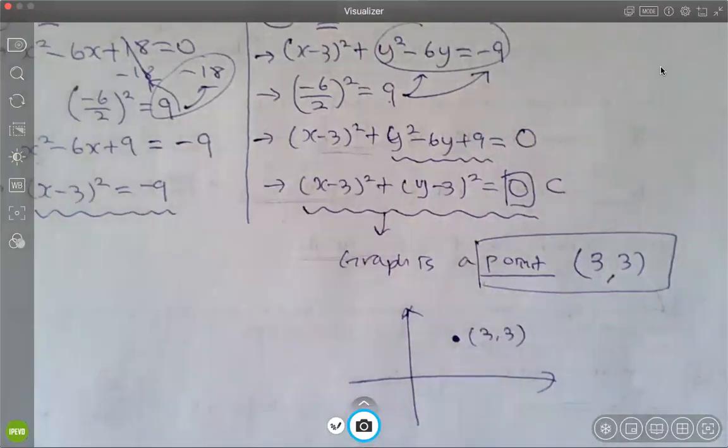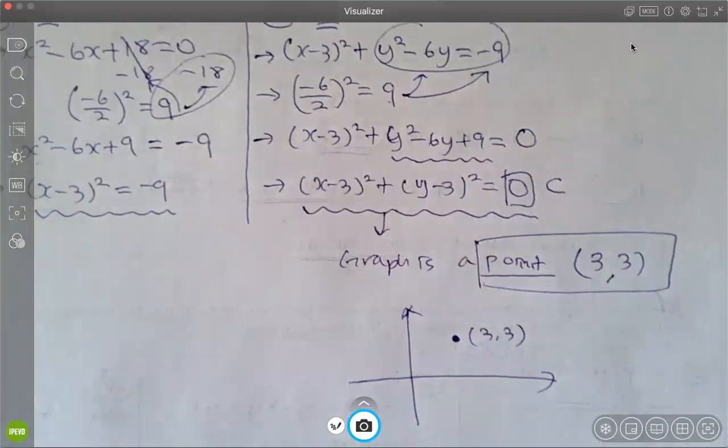Any questions on this completing the squares problem? Okay, so like I said, this is the main problem of this section 2.2, so it's really important for you to get used to this completing the squares. So please practice.